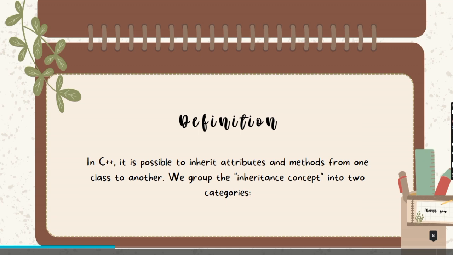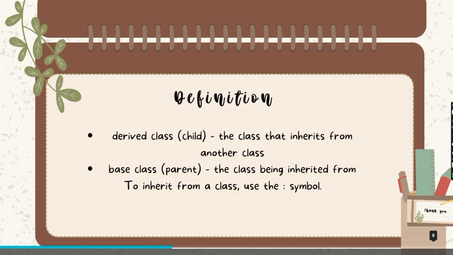So, its definition. In C++, it is possible to inherit attributes and methods from one class to another. We group the inheritance concept into two categories. First is the derived class, which is the child. This is the class that inherits from another class. And secondly, there is a base class, which is the parent. This is the class being inherited from.